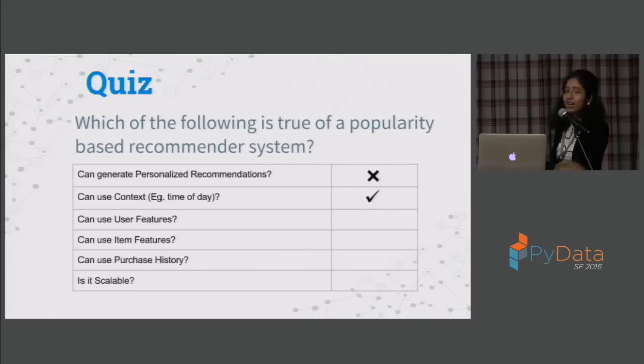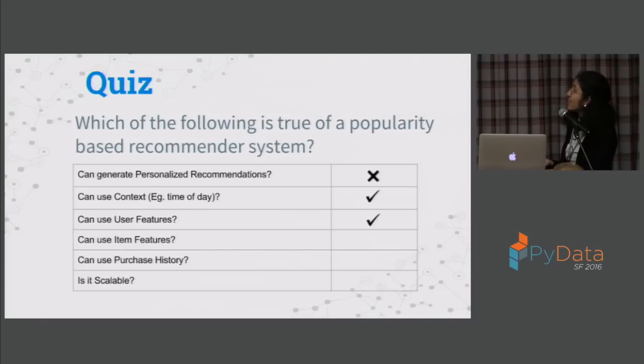Can it use user features? User features would be the age of the user, the gender of the user. So I would say the answer is it can use user features, but it won't be very meaningful. For example, what are the most popular items amongst teenagers versus 30-year-olds? It is possible to do, but it may not be very intuitive.